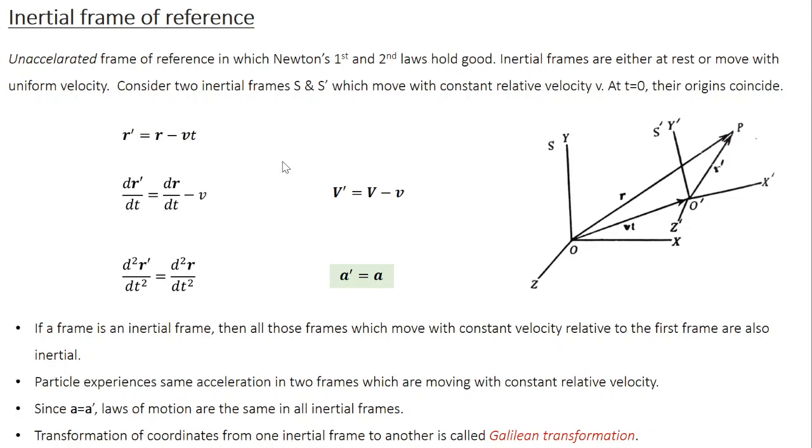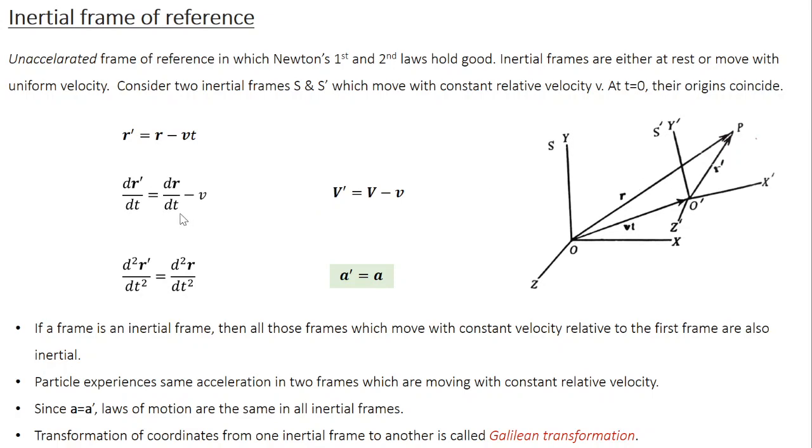Let's see what is the relation between corresponding velocity. Take the first derivative on either side, dr prime by dt equal to dr by dt minus v. V is uniform or a constant. So let me call dr prime by dt as capital V prime and dr by dt as capital V. So the velocity measured in S prime frame equals velocity measured in S frame minus the relative velocity v. So this is the relation between velocities measured in these two inertial frames.